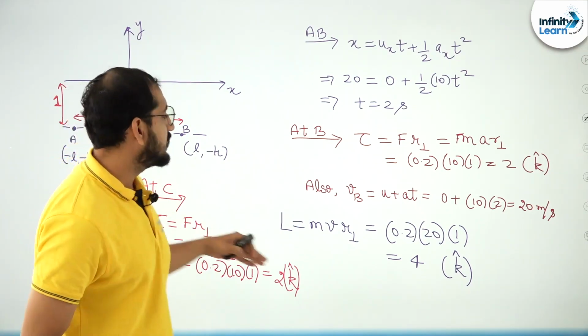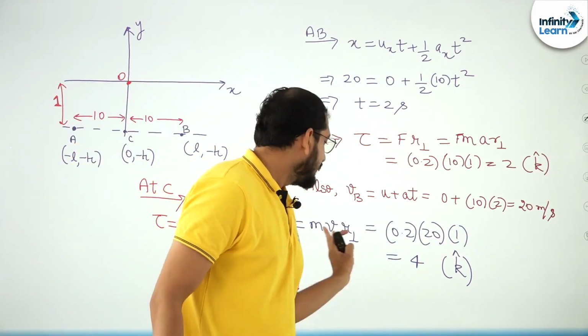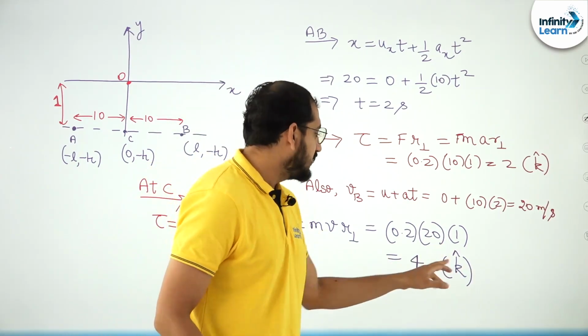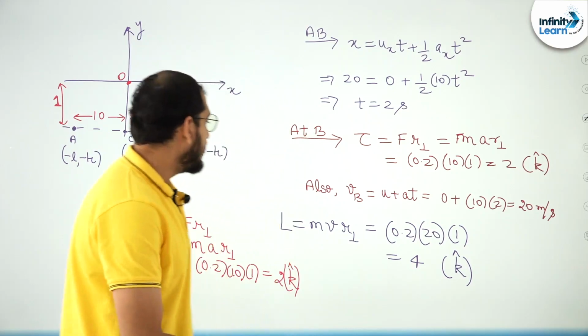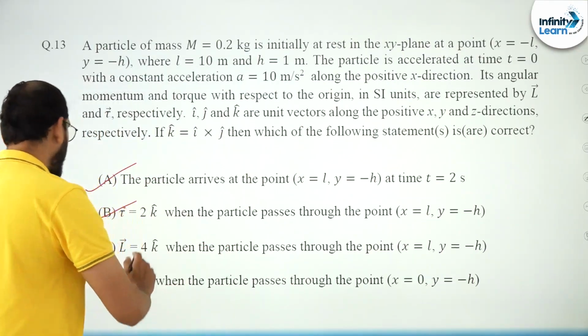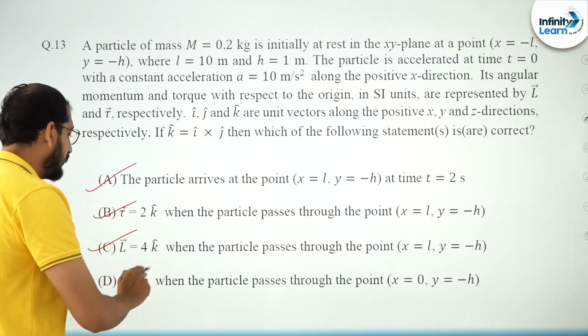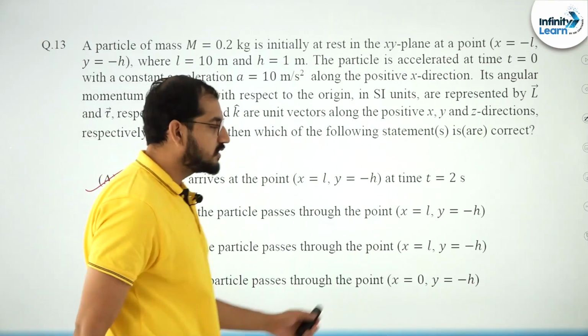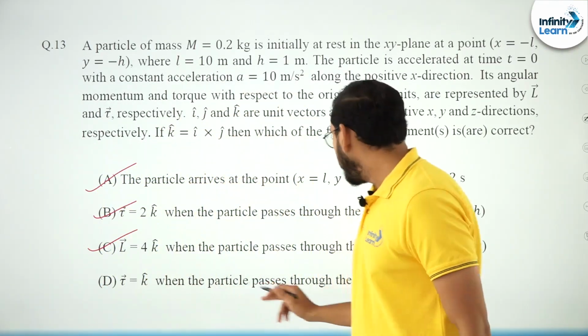The perpendicular distance is the same, 1 meter, and the value of angular momentum magnitude wise is 4. And if I need to check the direction, then again the direction is coming out of the page, K cap. If we look at the options, then yes, L equal to 4 K cap, again it is matching.